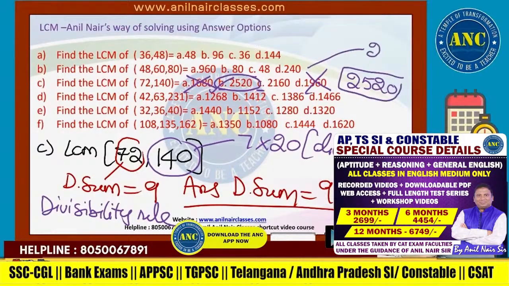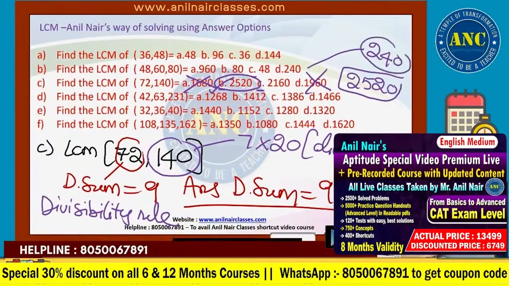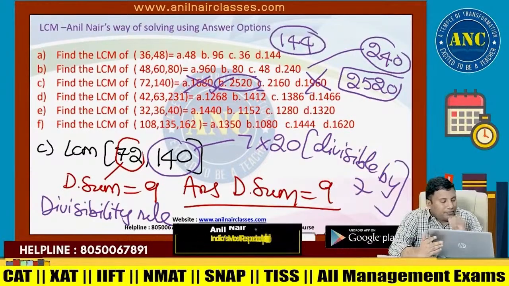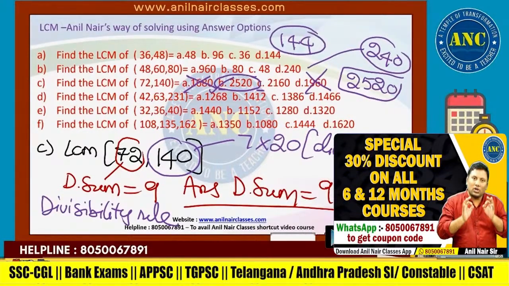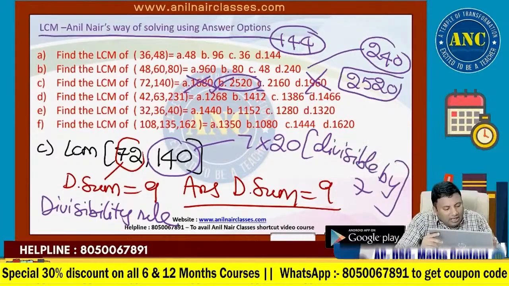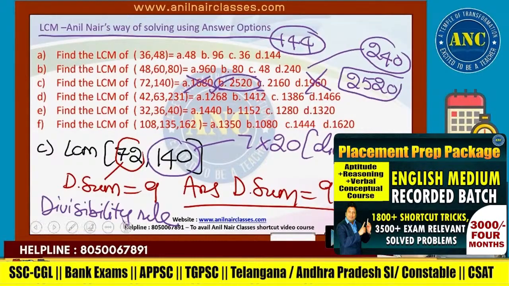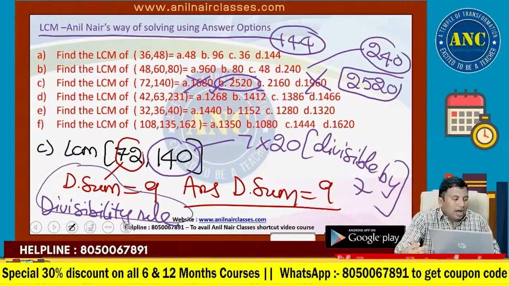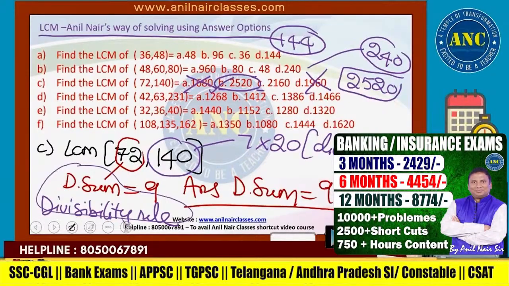For the second question, it is 240. For the first question, it is 144. Right? 2520 is the answer. Again, remember, you can also use answer options to find the LCM. The concept is to use the digital sum and use the divisibility rule.